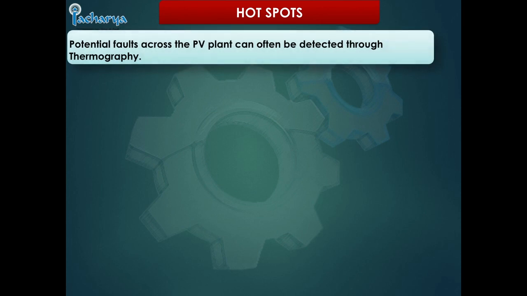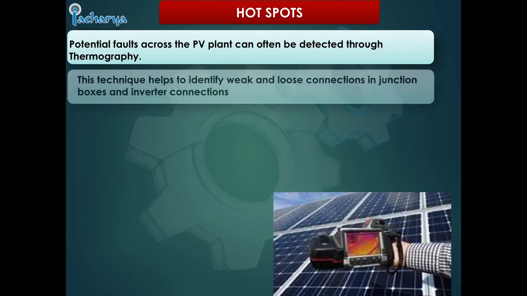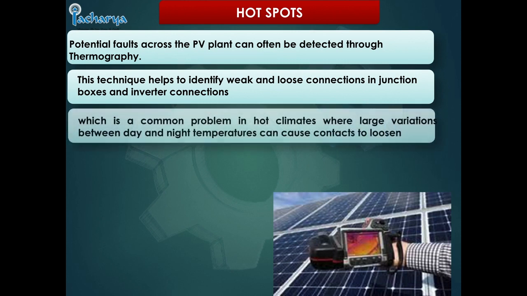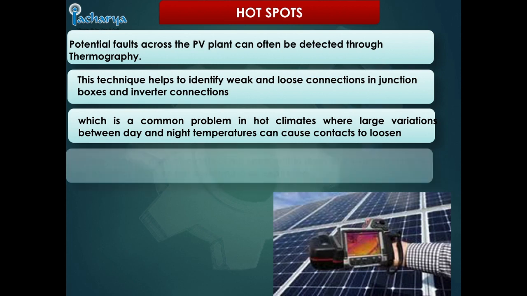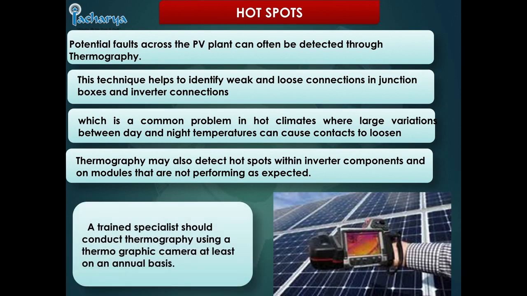Potential faults across the PV plant can often be detected through thermography. This technique helps to identify weak and loose connections in junction boxes and inverter connections, which is a common problem in hot climates where large variations between day and night temperatures can cause contacts to loosen. Thermography may also detect hotspots within inverter components and on modules that are not performing as expected. A trained specialist should conduct thermography using a thermographic camera at least on an annual basis.